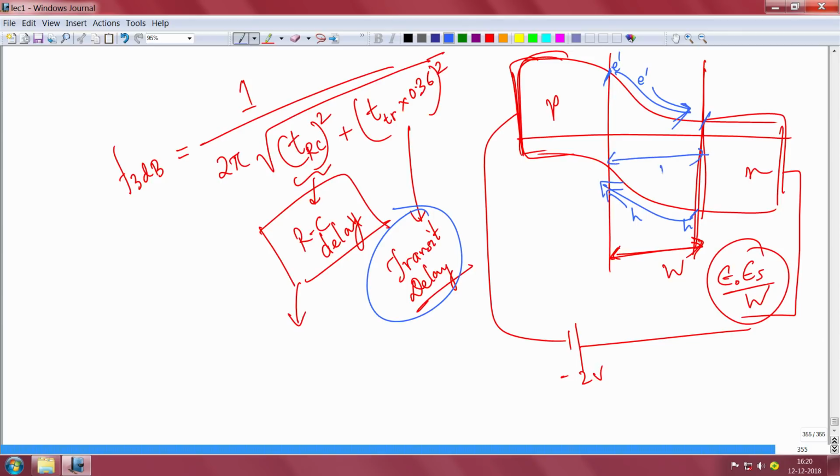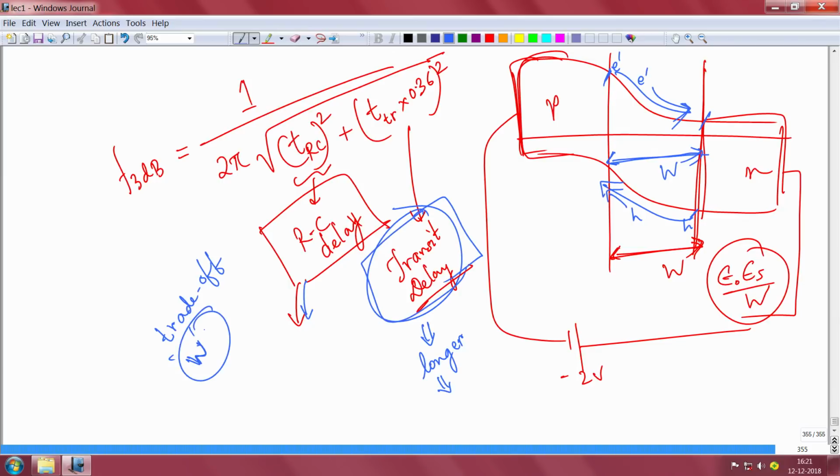Now if the depletion region W is larger, the transit time becomes longer, because the electrons and holes have to travel farther. A longer transit delay leads to a slower device, but a larger depletion width leads to a smaller RC delay. So there is a trade off you have to play on the depletion width W. You cannot have W very large, otherwise your transit delay will make your device slow. You cannot have it very narrow, because your RC delay will become very large owing to a large capacitance, and you will again lose speed.